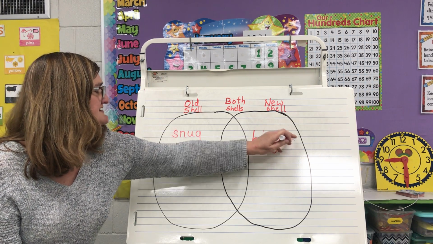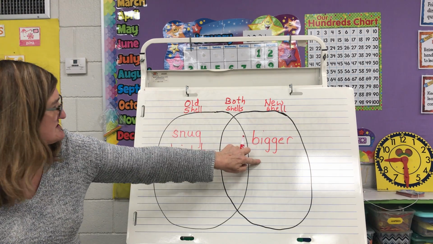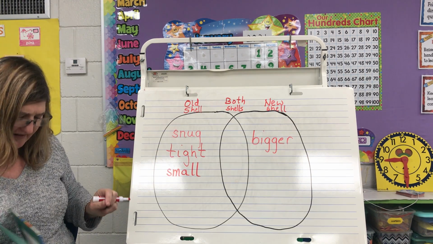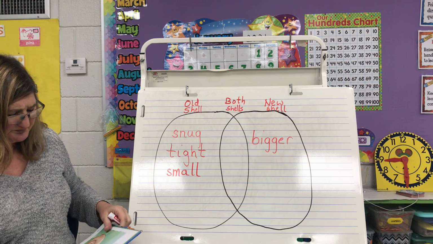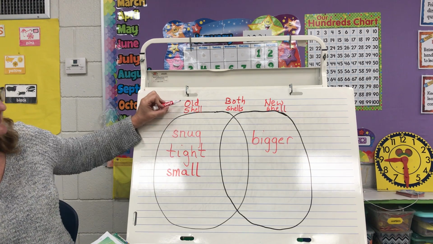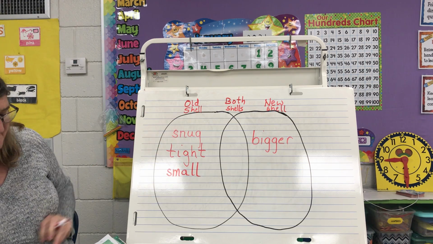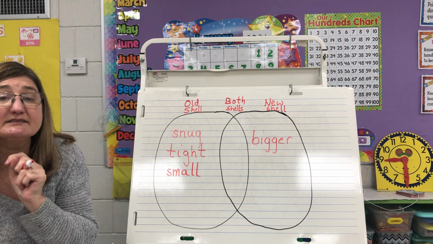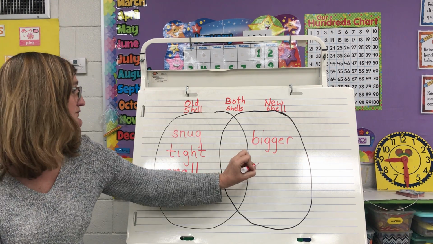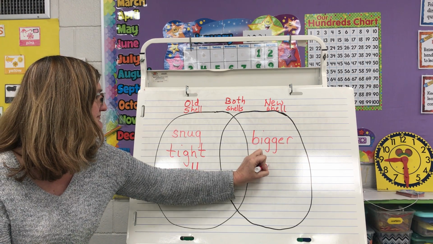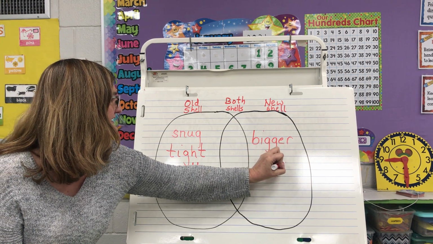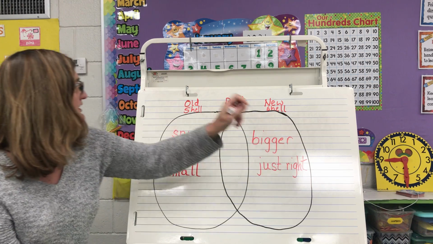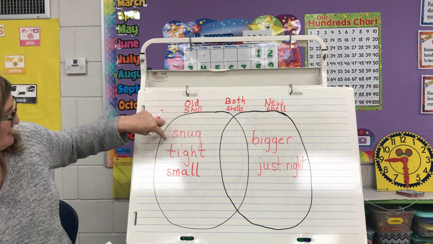It is bigger. So this is how they're different. The new shell's bigger. The old shell was snug and tight and small. And he kept saying he wanted one that was just right. The old shell was not right, was it? But the new shell, it was just what? Yes, it was just right. So I'm going to put it under new shell. So we know how they're different.